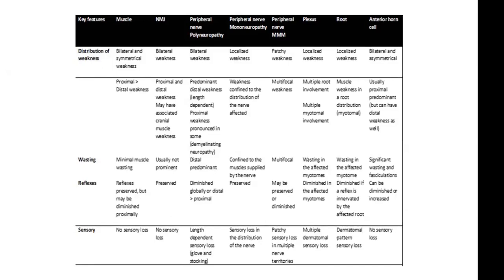Plexus is a combination of roots. Anterior horn cell: bilateral but asymmetrical, proximal predominant. Key feature is fasciculations, no sensory loss. Because in adults, anterior horn cell disease is part of the spectrum of motor neuron disease, they get a mixture of upper motor neuron and lower motor neuron signs. Classically, wasting and fasciculation with brisk reflexes, but no sensory loss. I hope that you got something into your head. There is time for you to learn this. Make sure that you remember everything that I have just mentioned.